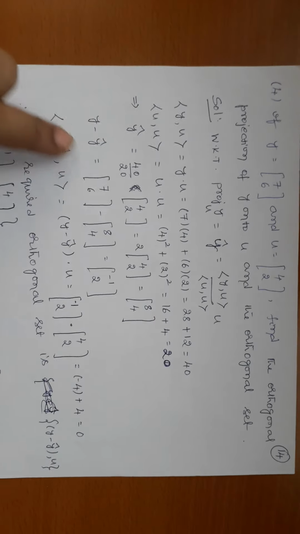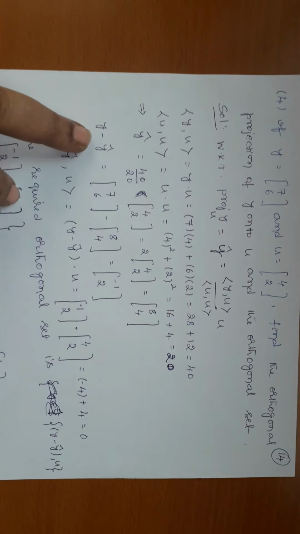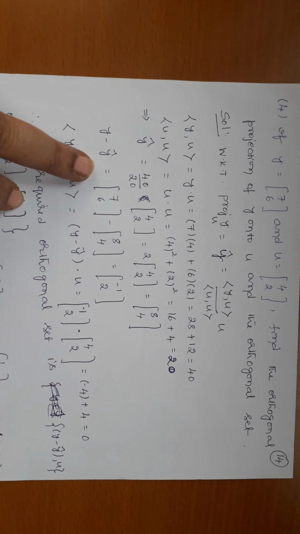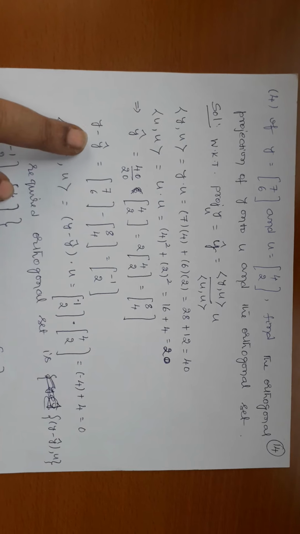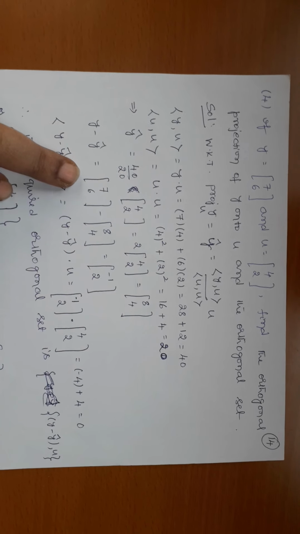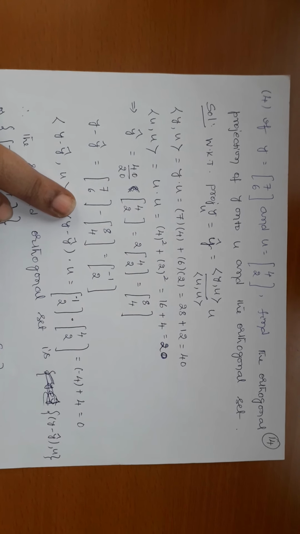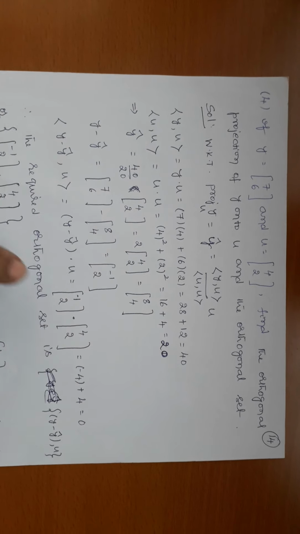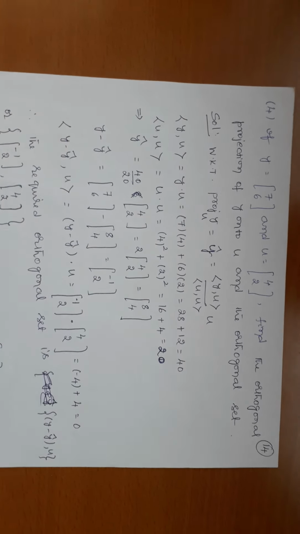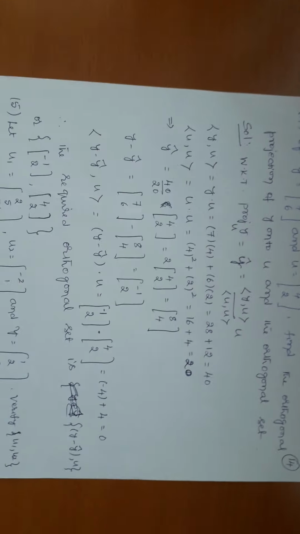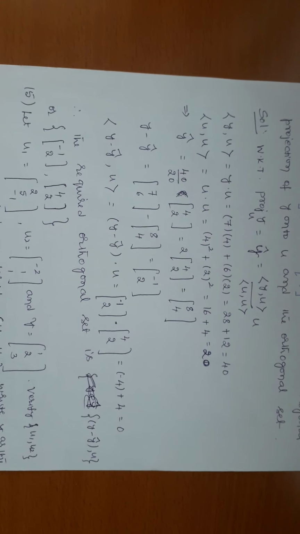Next, I want to find the orthogonal set. You already know that y minus y cap is the complement of u. What is my y? 7 6. Y cap is 8 4. Now simplify that. We get minus 1 and 2. You know how to simplify: you subtract the corresponding components. Again we get a column vector.